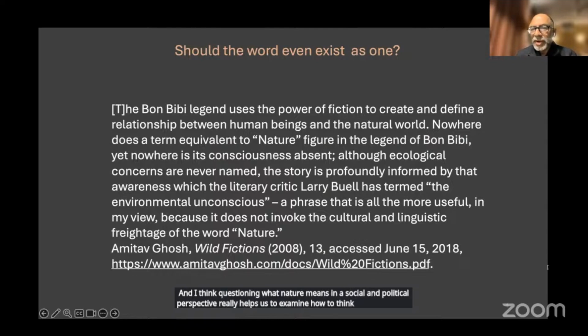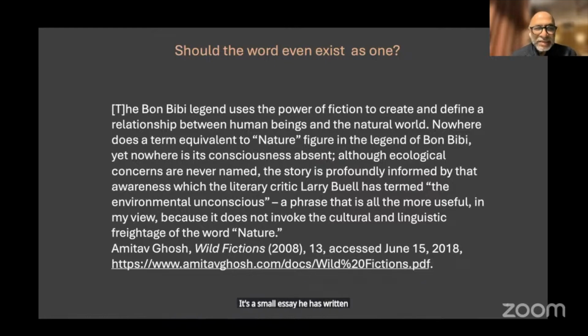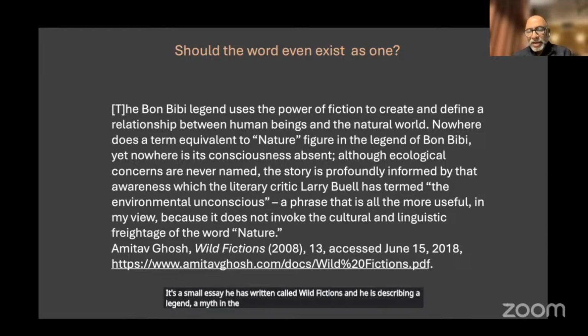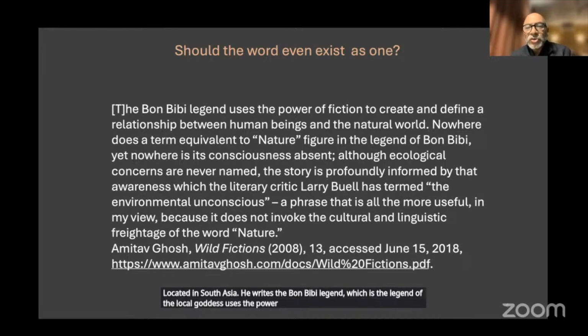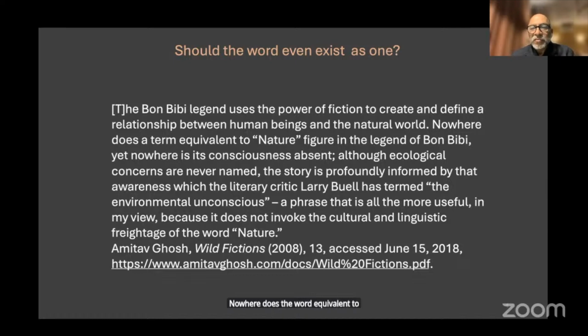I'm going to read a small quote from the famous author Amitav Ghosh's work. It's a small essay he's written called Wild Fictions. And he's describing a legend, a myth in the Sundarbans, one of the largest deltas of the Brahmaputra and the Ganges, located in South Asia. He writes, the Bon Bibi legend, which is a legend of the local goddess, uses the power of fiction to create and define a relationship between human beings and the natural world. Nowhere does the word equivalent to nature figure in the legend of Bon Bibi. Yet nowhere is consciousness absent.